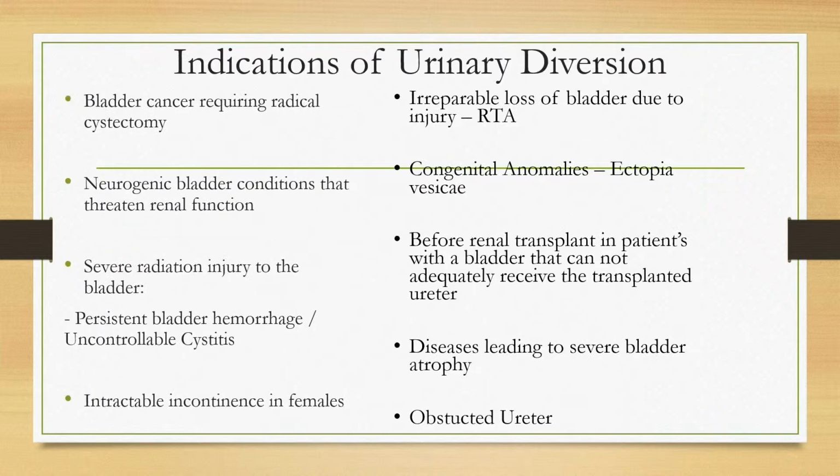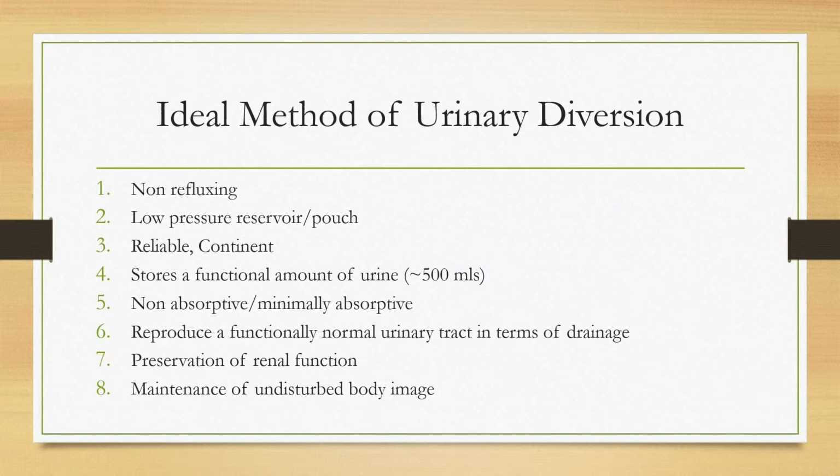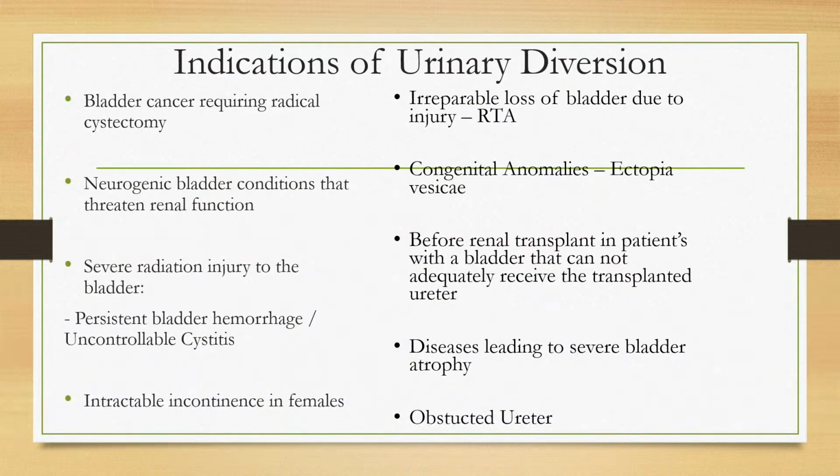So, what's the ideal method for urinary diversion? The ideal method must be non-refluxing. It creates a low pressure system. It must mimic the bladder compliance system, and so it must be able to be continent, and it must be able to store a functional amount of urine, at least 500 mils, and must be non-absorptive, must be able to reproduce the functional normal urinary tract, and even preserve normal renal function, and even maintain an undisturbed body image. And this is very important, as you shall see, even in ileoconduits.